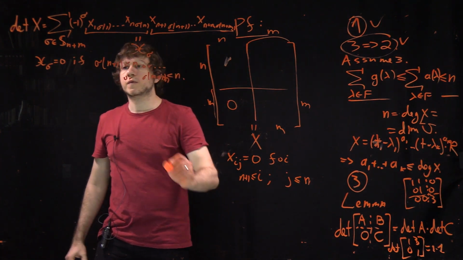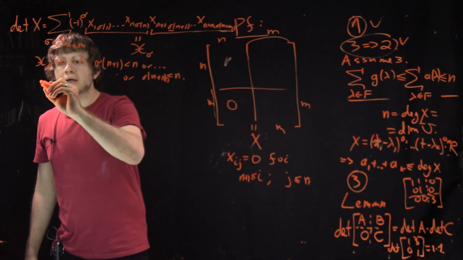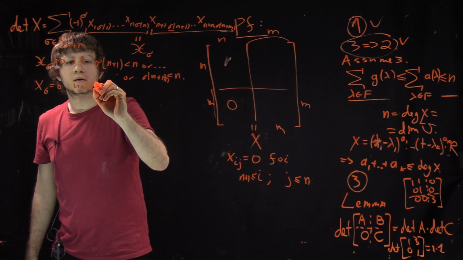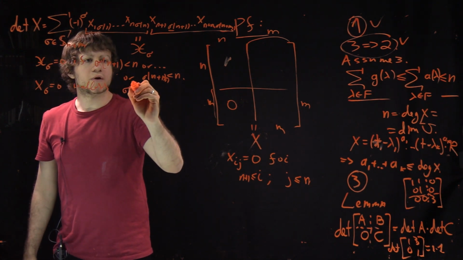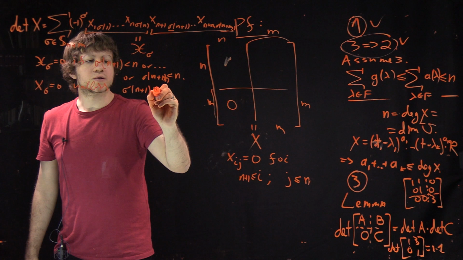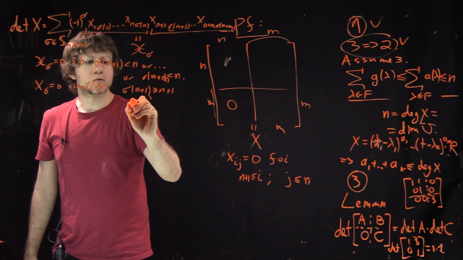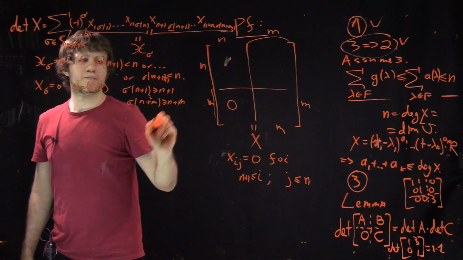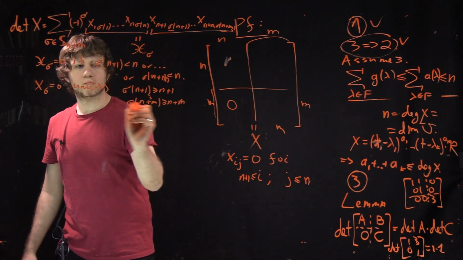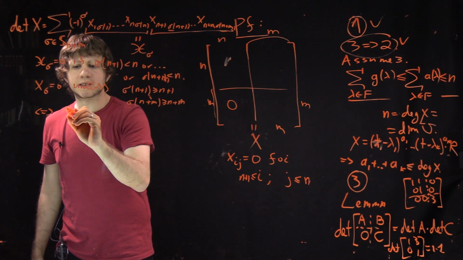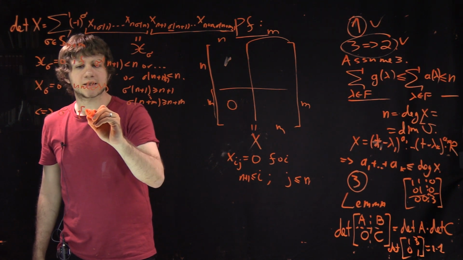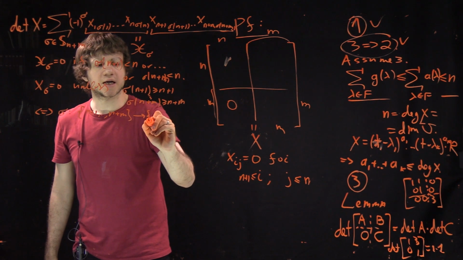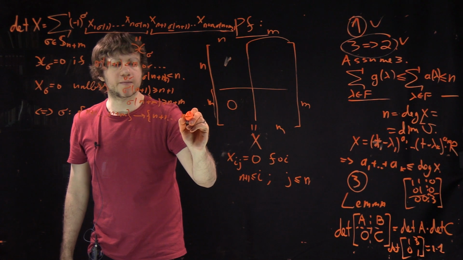So, in other words, x sigma is equal to 0 unless sigma of n plus 1 is greater than or equal to n plus 1, and so on, sigma of n plus m is greater than or equal to n plus m. Which happens if and only if sigma sends the set n plus 1 to n plus m to the set n plus 1 to n plus m.